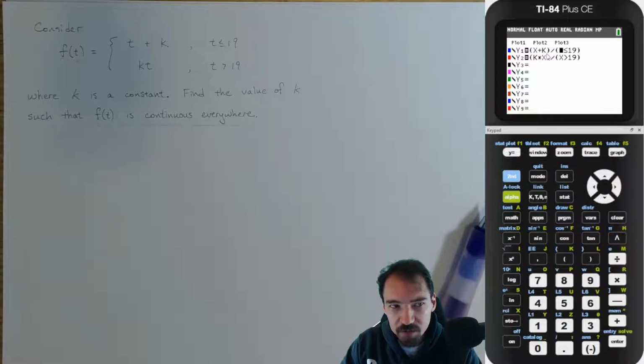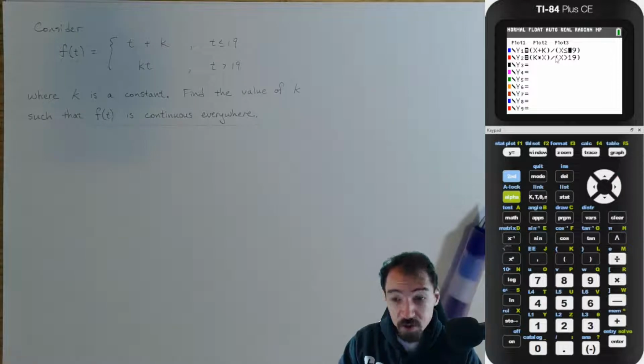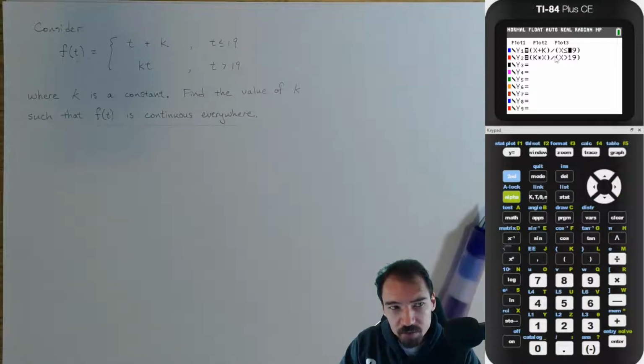Okay, so put that into what's happening in here. If x is less than or equal to 19, this test will resolve to 1. So I'm effectively taking x plus k divided by 1, which is just x plus k. But if x is not less than or equal to 19, so if like x is 20, for example, then this will give me a 0, which means I'm dividing x plus k by 0, which gives me undefined. So the calculator simply won't graph x plus k once x is bigger than 19. And the same deal down here.